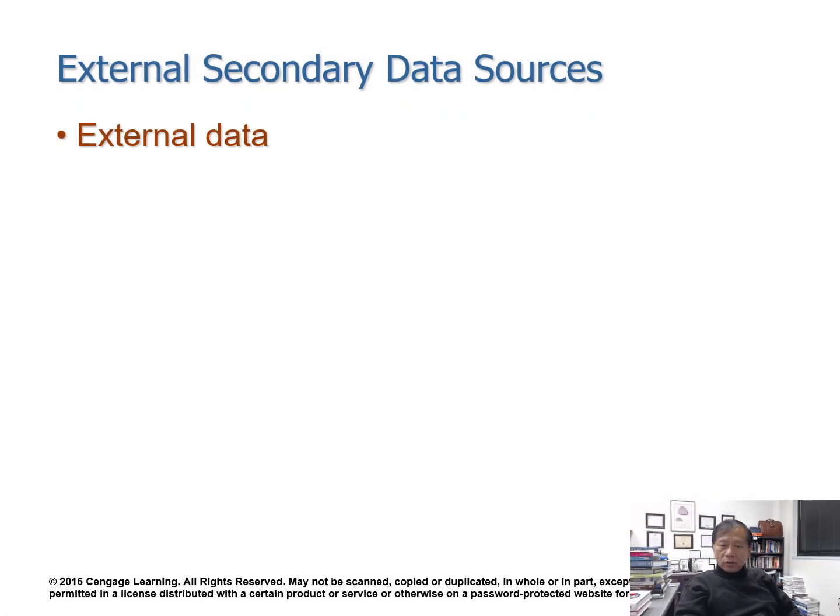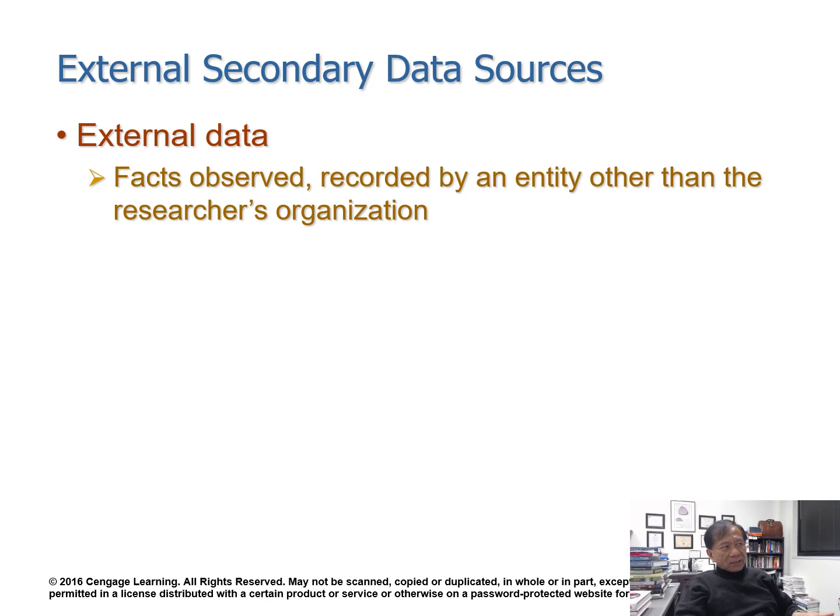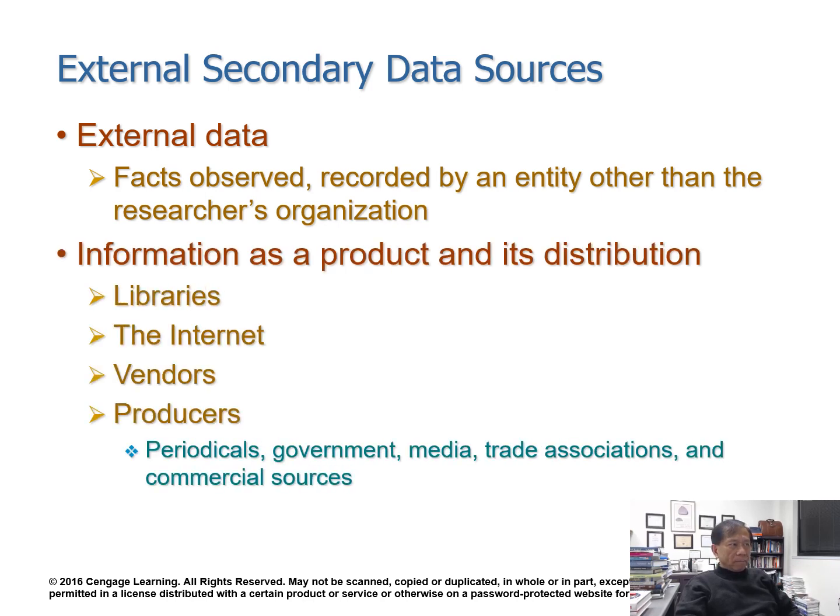External secondary data sources. Secondary data from external sources. External data are facts observed and recorded by an entity other than your own company. Information is a product and has distribution. You can go to libraries, the internet, vendors, and producers such as periodicals, magazines, government, media, trade associations, and commercial sources to get those kinds of data.